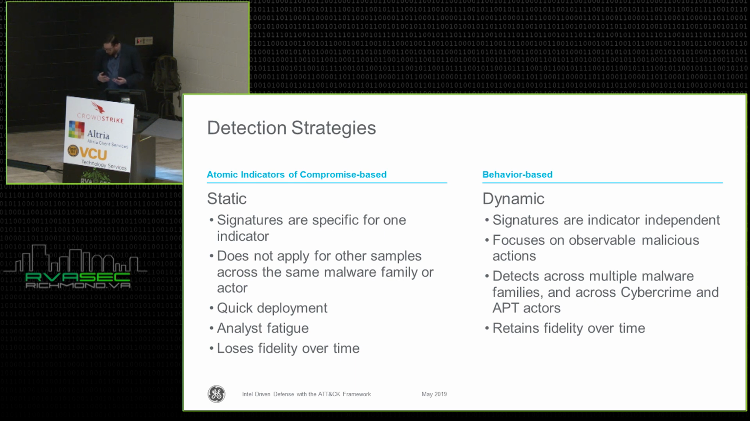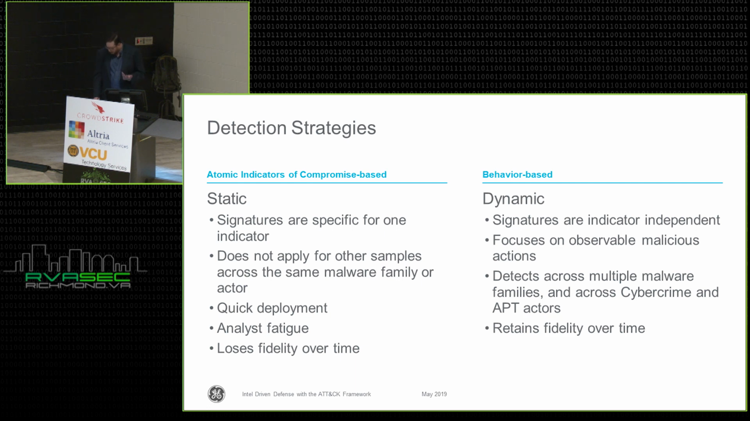And we found that it was far too easy for actors to change these indicators, which defeated our existing indicator of compromise-based detections. So, we learned that an indicator of compromise approach for detection was reactive. And, in this strategy, we were limited in what our signatures could detect.